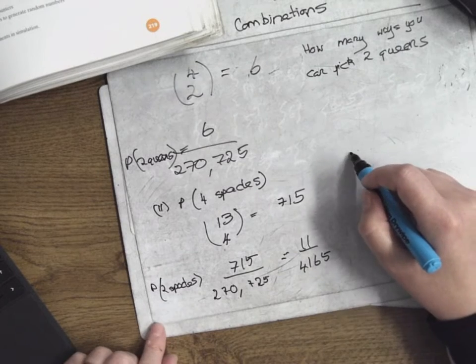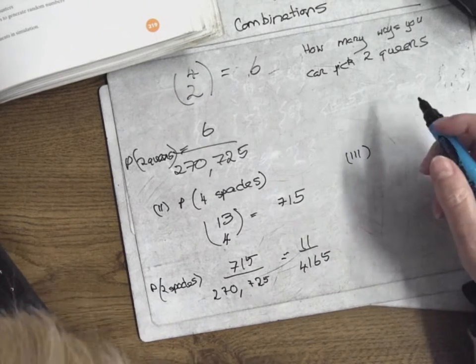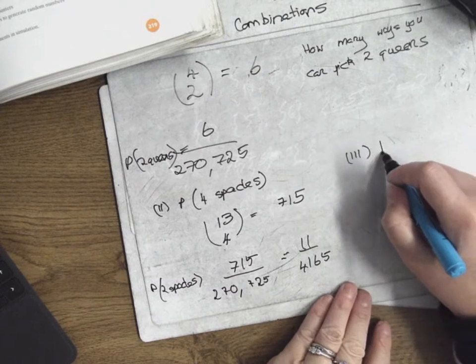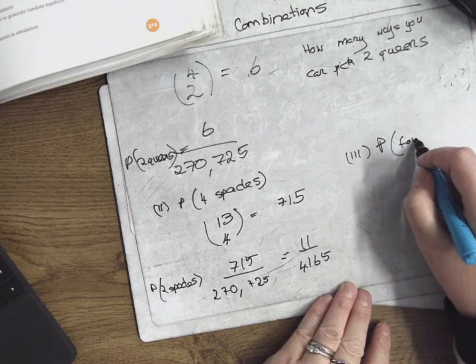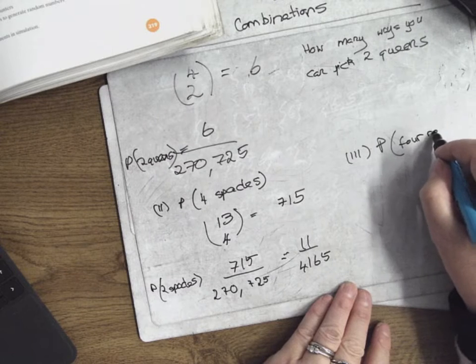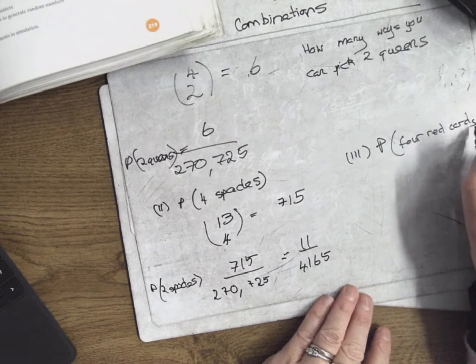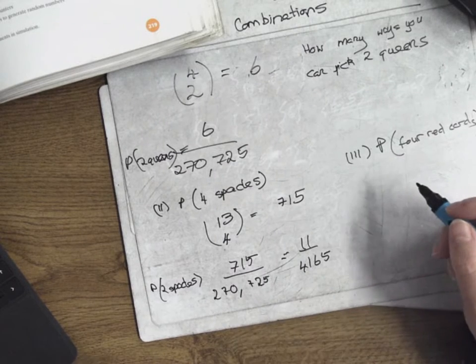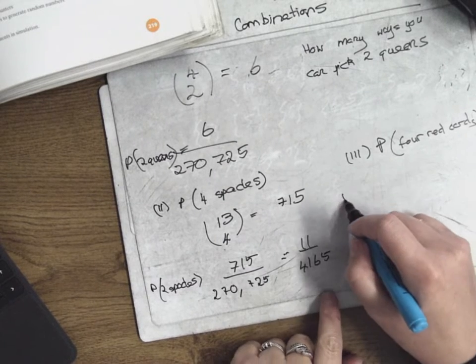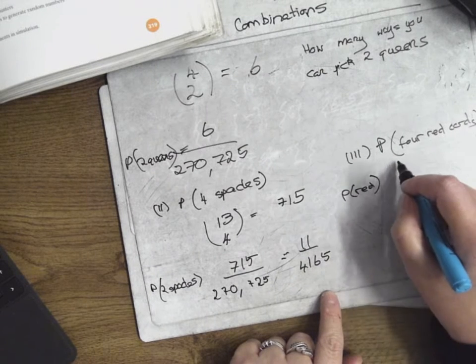Right, can I do over here part 3? So part 3 reads the probability of getting 4 red cards. So what are your chances of getting 4 red cards? You know all the different ways you have of picking any 4 cards, so you just have to work out the probability of picking 4 red cards. How many red cards are there? There's 26 red cards, and you want to pick how many of them?